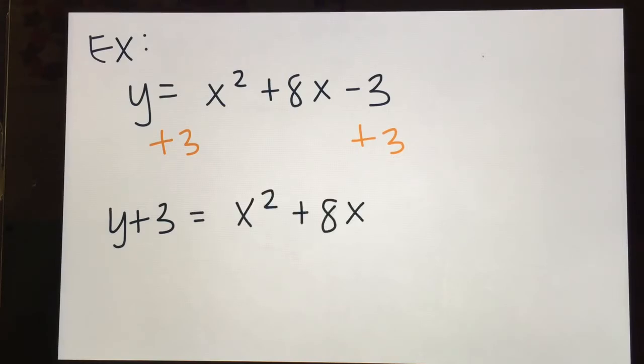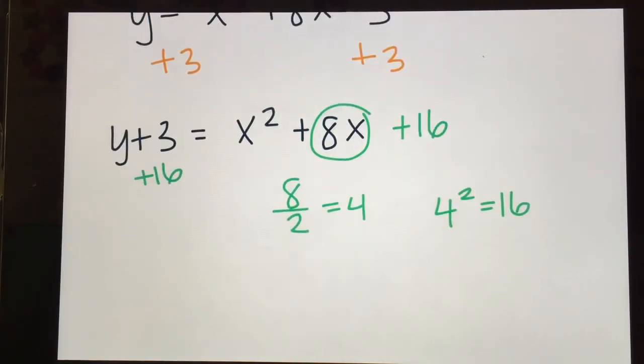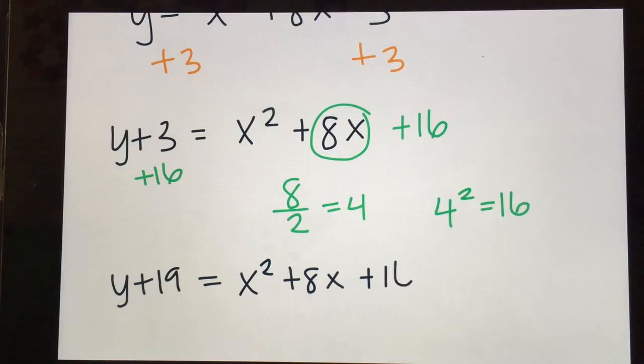What we're going to do next is see what would complete the square. So you always take your x term and divide it by 2. 8 divided by 2 is 4. And then we take that number and square it. So 4 squared is 16, so I'm going to add 16 on the right side. To keep the equation balanced, whatever I do to the right side, I also have to do to the left side. So I'm going to add 16 over here. So now I have y plus 19 equals x squared plus 8x plus 16.